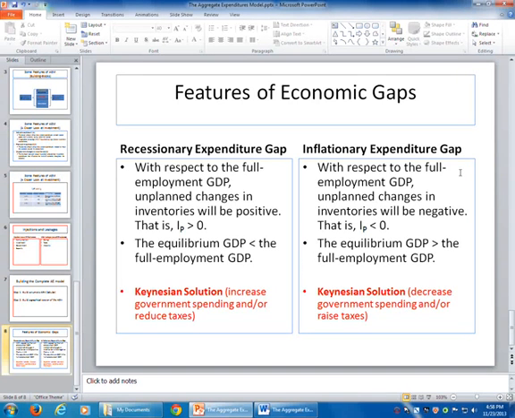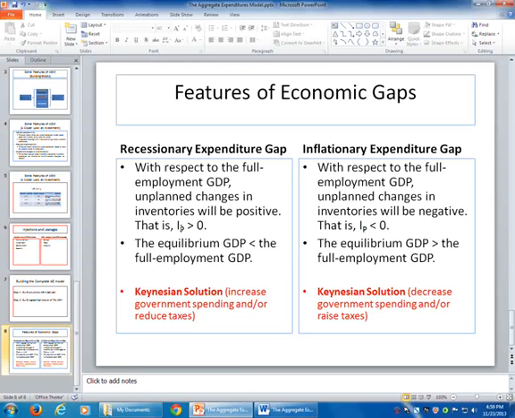Again, you're looking at the gap from a full employment perspective, and here unplanned changes in inventories will be negative because the economy is growing too fast. We have an inflationary expenditure gap. The economy is growing too fast, and that's going to drain inventories. So I sub P will be less than 0 in this case. And so as a result, the inventories will be below normal.